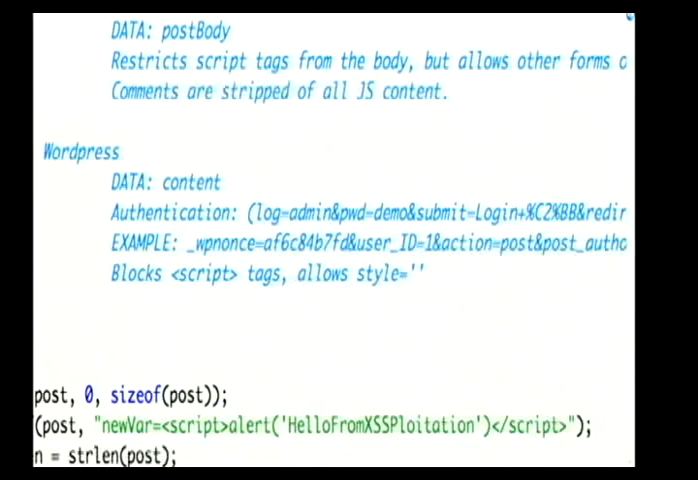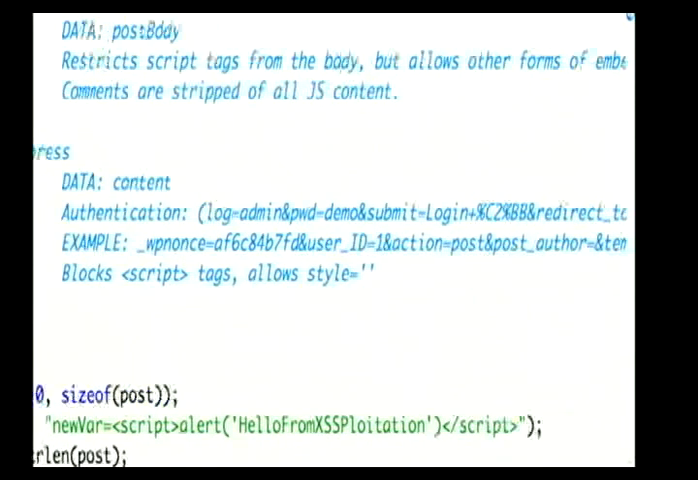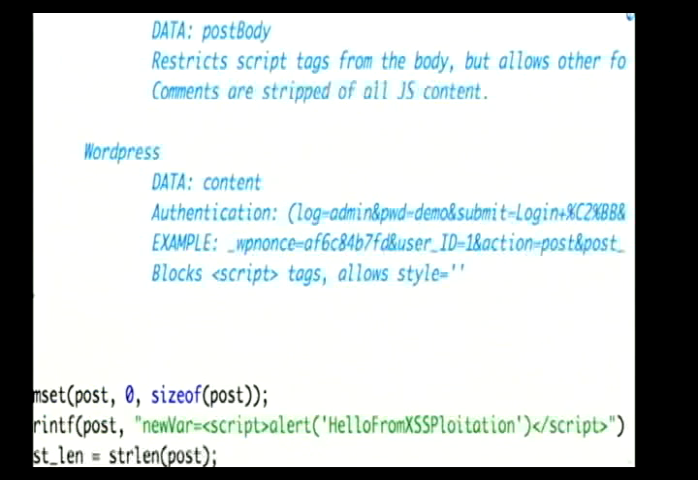So if we see the words post body anywhere, we realize, okay, this is the blogger.com post. We know how to bypass it based on these kinds of embedding. Restrict script tags, comments are stripped from all JS content, but we can probably inject JavaScript someplace.